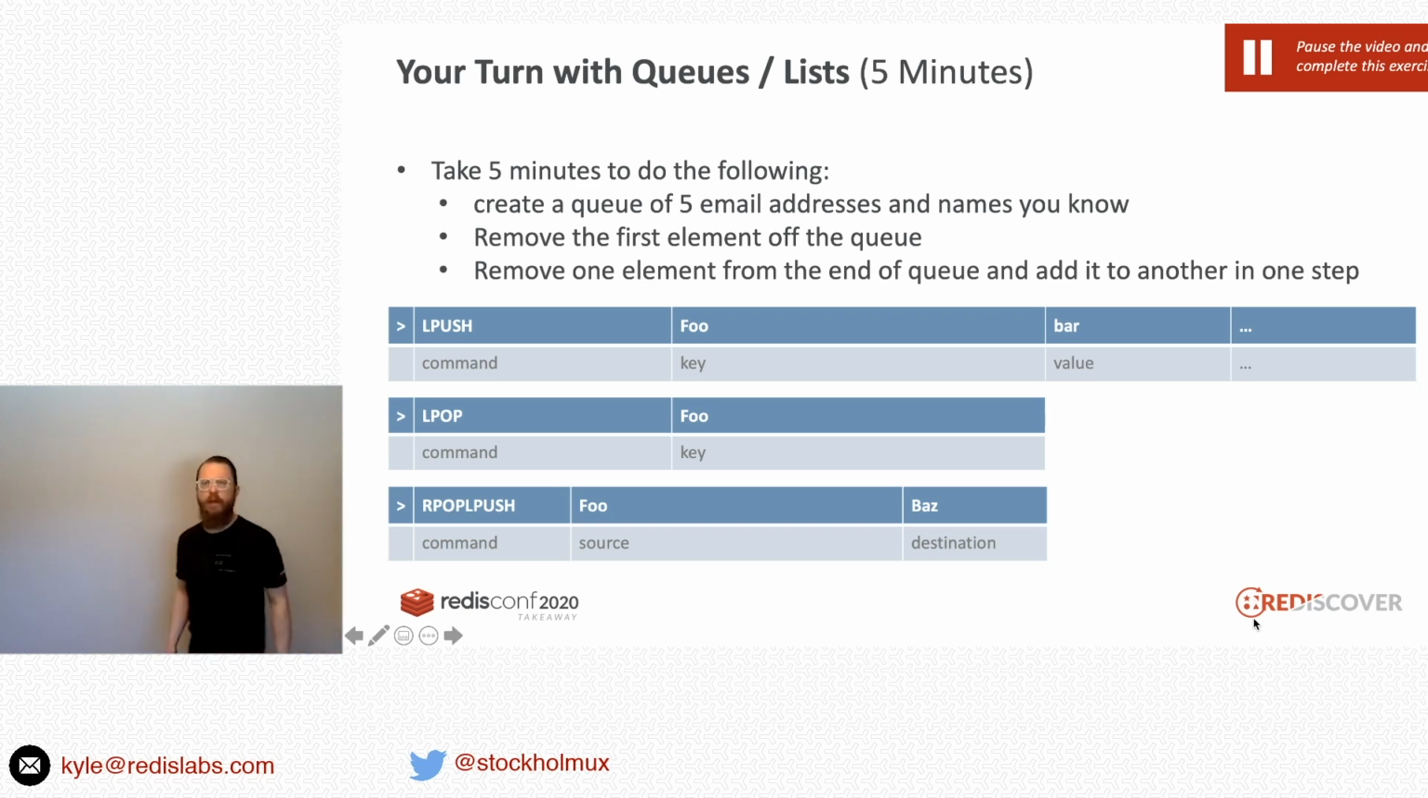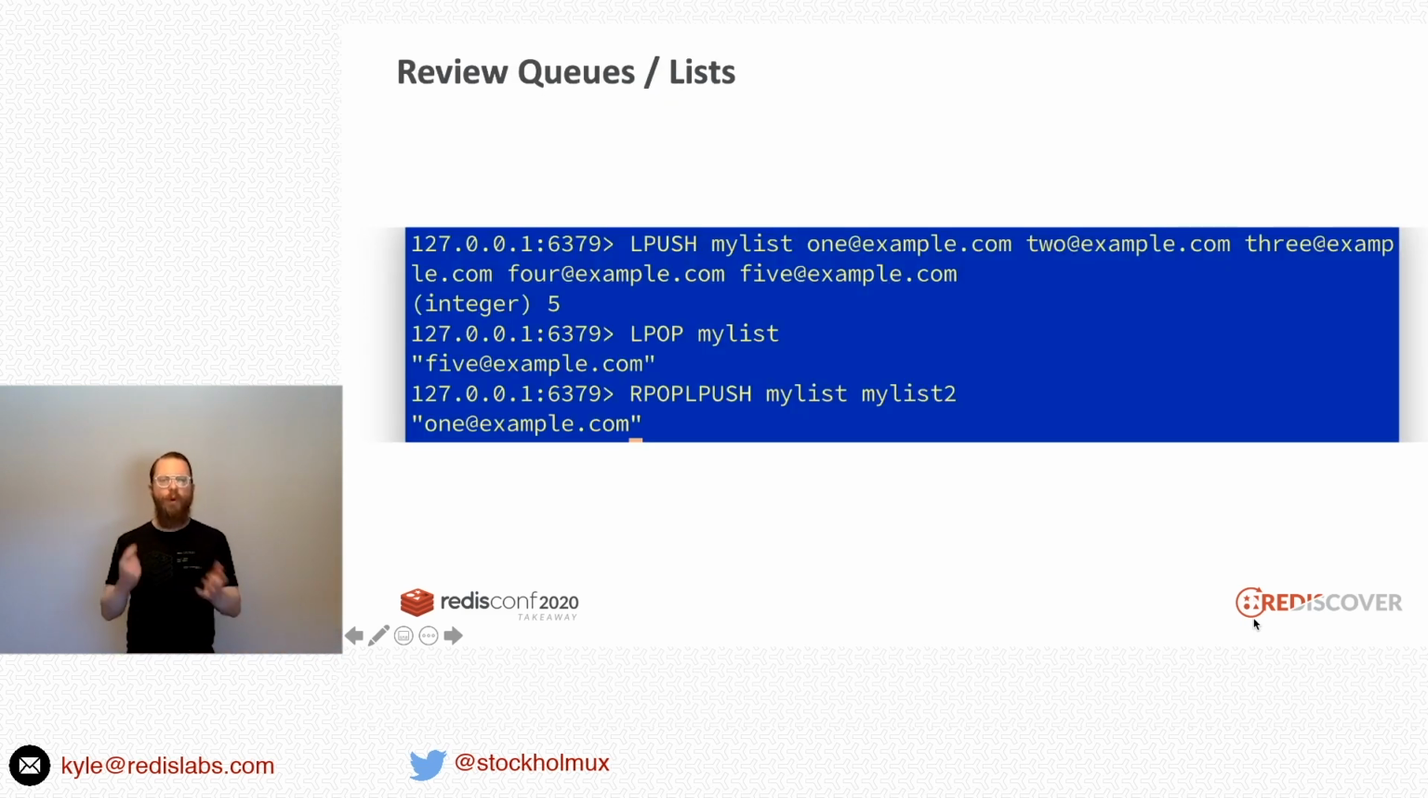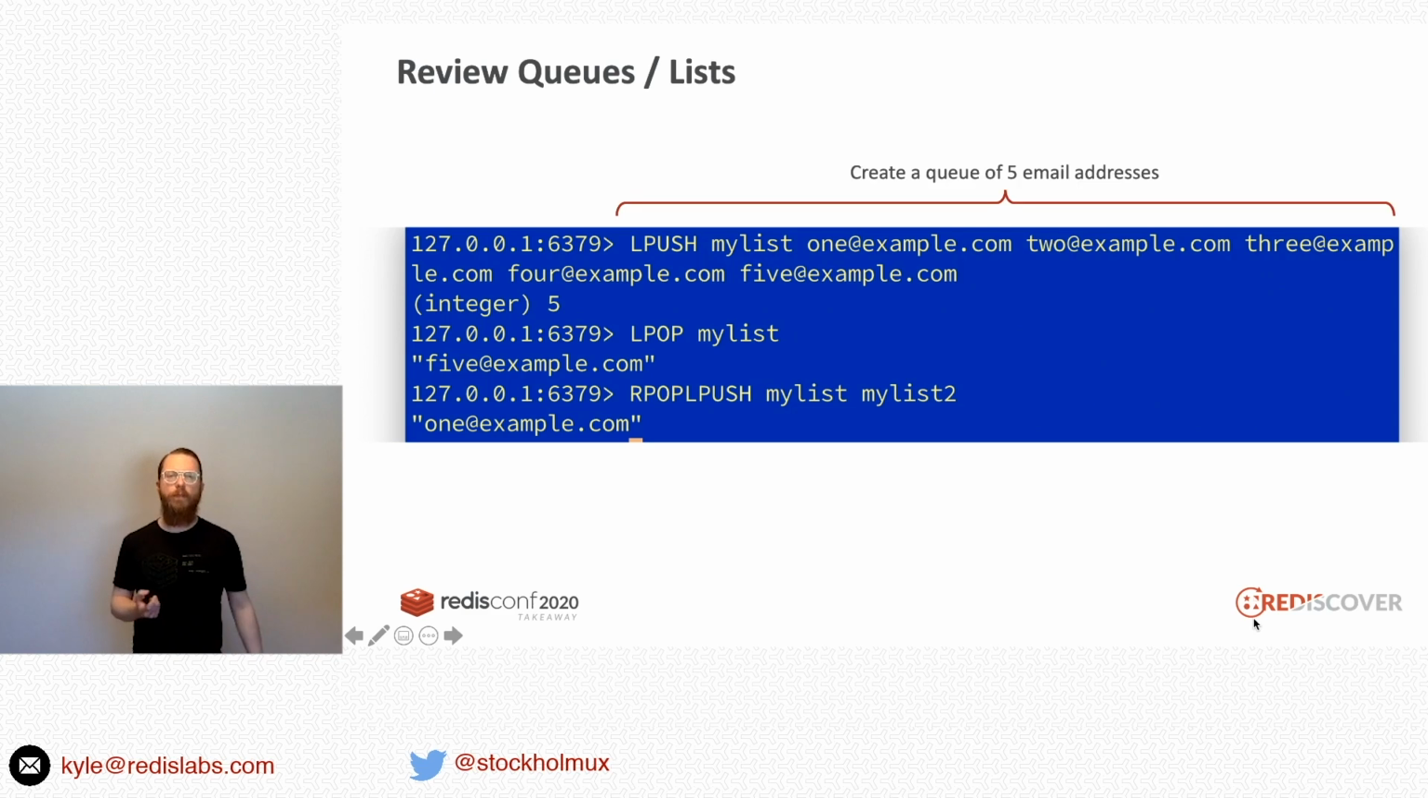Okay, how was it? I hope it was easy. Let's go over this. First thing we're going to do, we're going to use lpush to put those 5 email addresses in. It's returning 5, which is the length of our queue, our list. And then we'll use lpop to pop something off the left side. So we're popping 5 at example.com off in this case. And then we'll use rpoplpush to move from my list to my list 2, and it's returning 1.